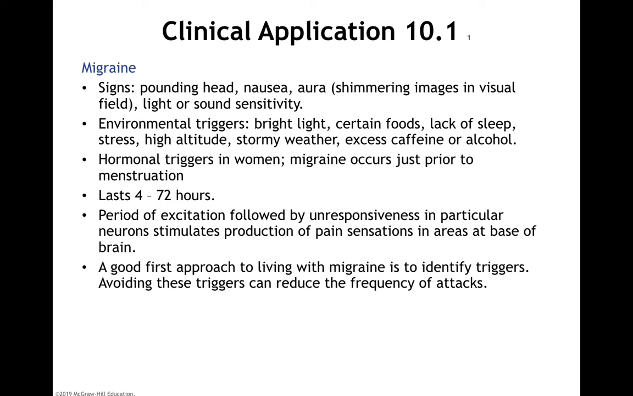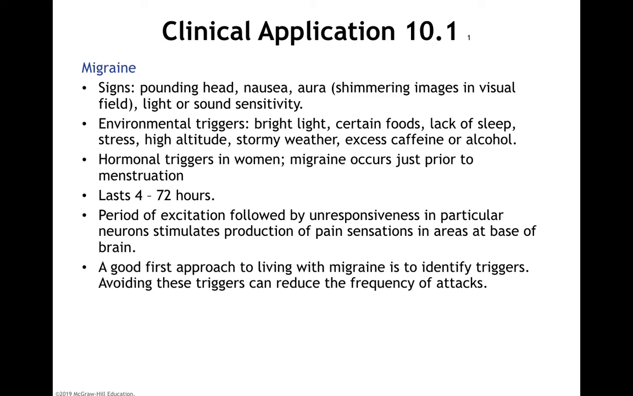Migraines. Signs of migraines include pounding head, nausea, and aura, shimmering images in a visual field, light or sound sensitivity. There are some environmental triggers: bright lights, certain foods, lack of sleep, stress, high altitude, stormy weather, excess caffeine, excess alcohol. There are hormonal triggers in women, and migraines often occur just before menstruation. They can last from 4 to 72 hours.